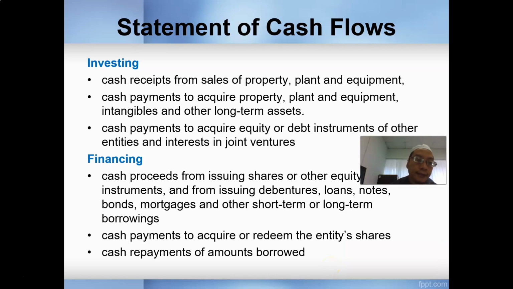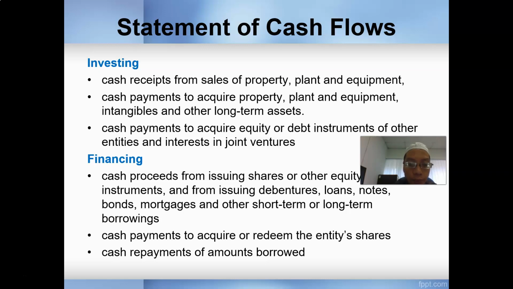The third one is financing activities. That includes cash proceeds from issuing shares or other equity instruments, and from issuing debentures, loans, notes, bonds, mortgages, and other short-term or long-term borrowings. So when the company issues shares, they will receive money, cash from the investors. That is part of financing. So they issue shares to get financing for the company.